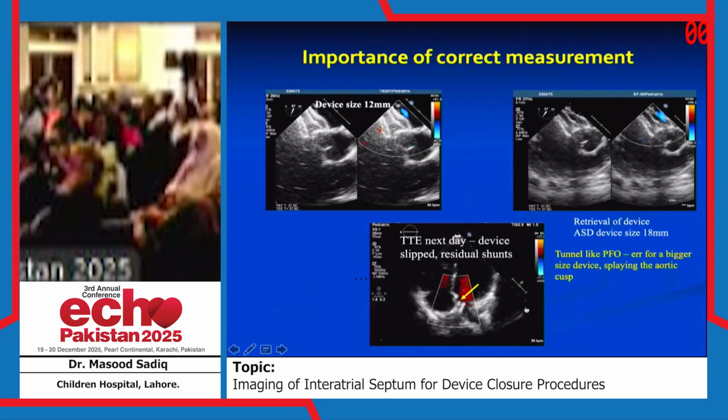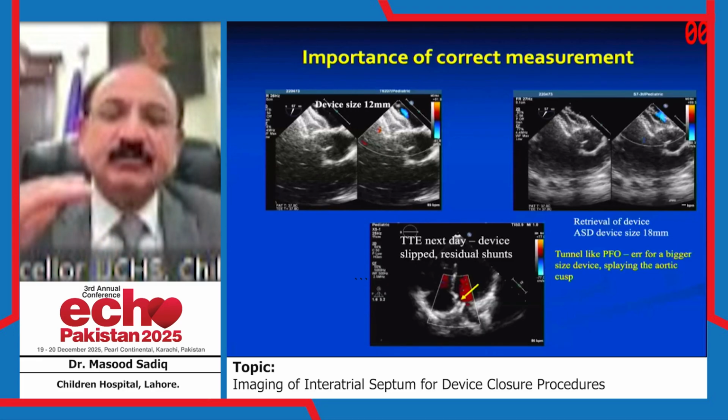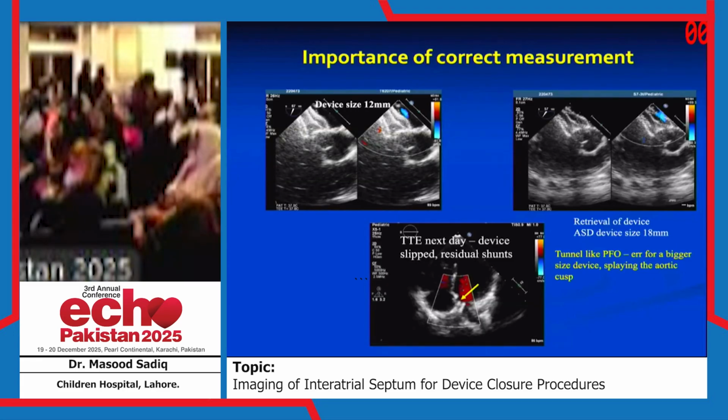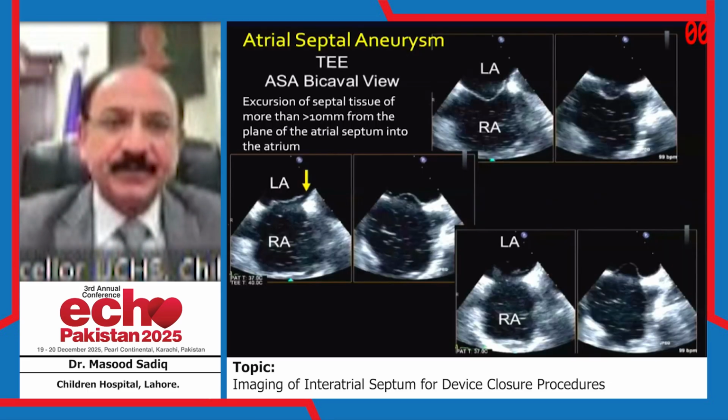I think one of the reasons why this embolized was because this was a tunnel-like PFO, and the important message here would be you err on the side of caution. When you are talking about PFO, go for a bigger device rather than a smaller device, because you can make mistakes in these patients.